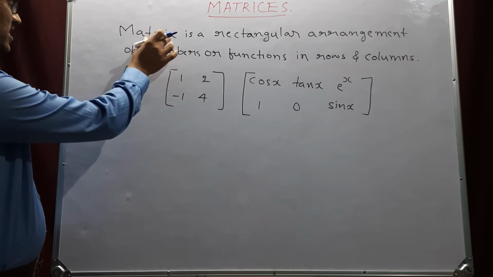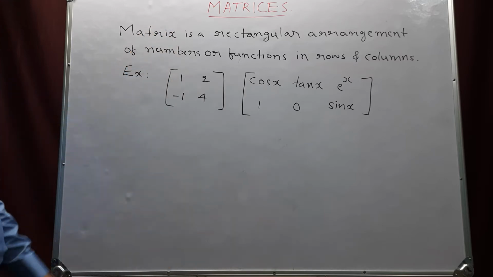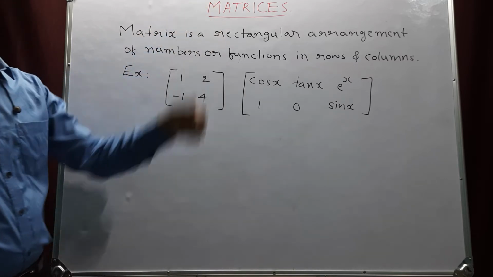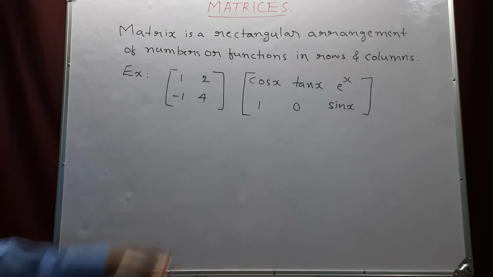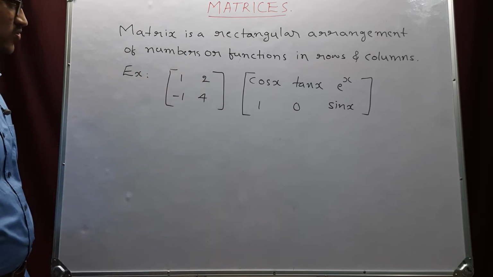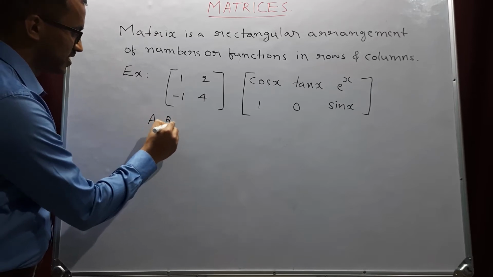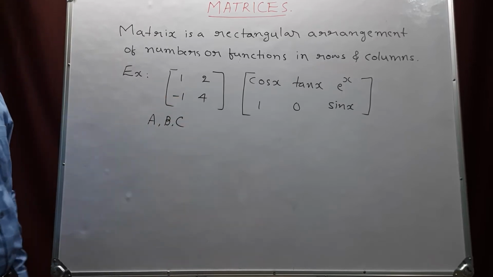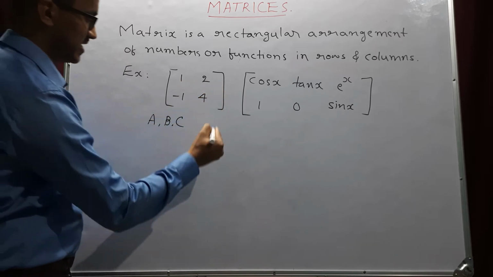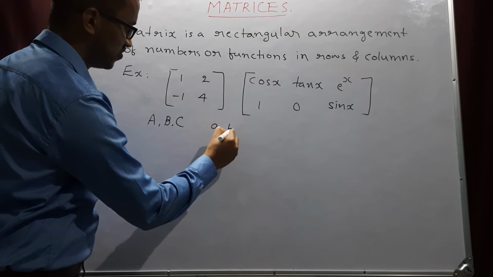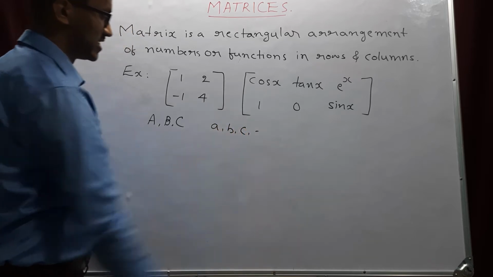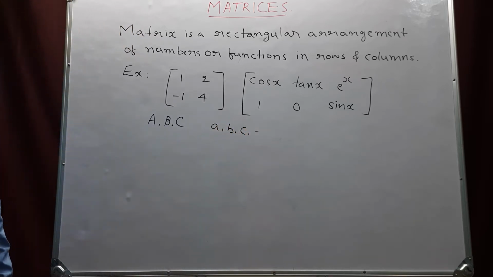So matrix is the singular form and matrices is the plural form. So usually we are going to denote a matrix by capital letters of the English alphabet, say A, B, C, X, Y, Z, etc. And elements of the matrix we are going to denote by small letters a, b, c, and so on of the English alphabet.